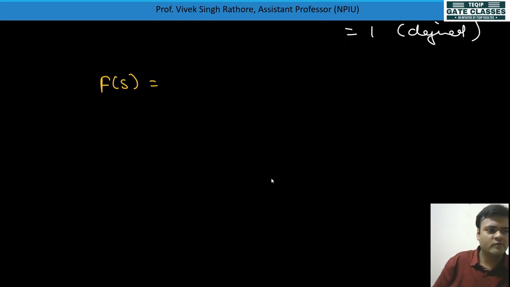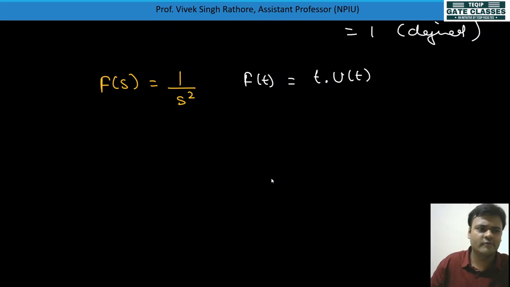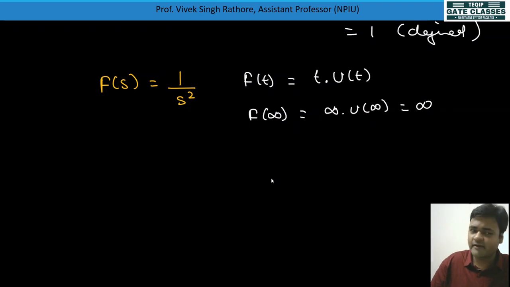F of s is equal to 1 by s square will be there. Now you find f of t. So f of t will be your r of t, or can be written as t into u of t. Now if I tell you to find f of infinite value, please tell me. Then you'll tell, infinite into u of infinite will be infinite. Is it a defined value? Not defined. It is not defined. Okay.